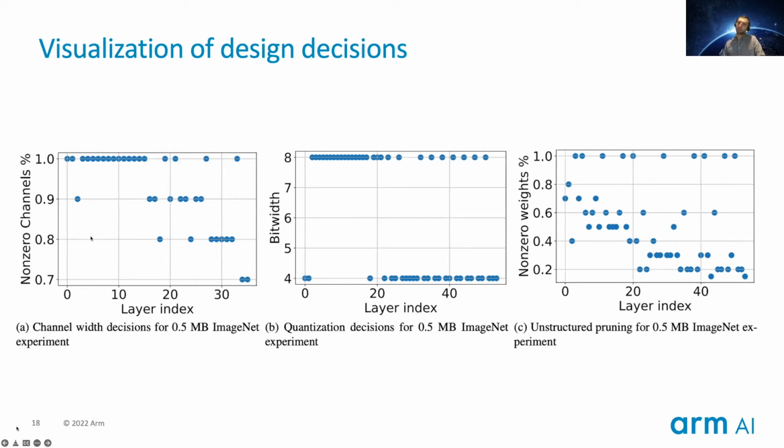In the leftmost one, we have the percent of the non-zero channels at each layer. Here we have the bits at each layer, so choosing between 4 and 8 bits. And then in the rightmost one, we have percent non-zero weights. Pretty much what you see is the general trend is to use more channels, more bits, more non-zeros at the beginning of the model, and then towards the end of the model to use fewer channels, fewer bits, and fewer non-zero weights.